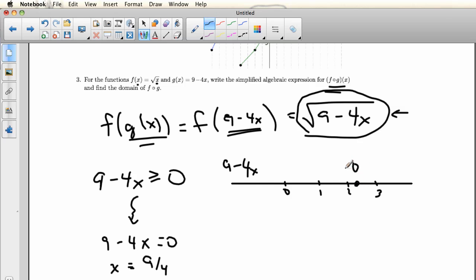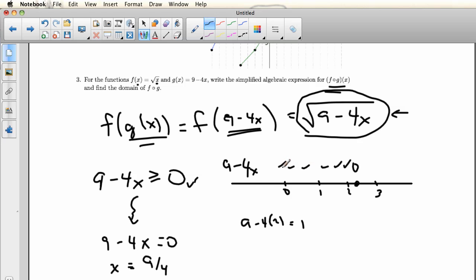So now let me check what happens when I use x equals 2. 9 minus 4 times 2 is equal to 1. And so that is greater than or equal to 0. So it satisfies that inequality. So I can put a little check mark here. That's a good thing. And so I'll have check marks all the way down here.